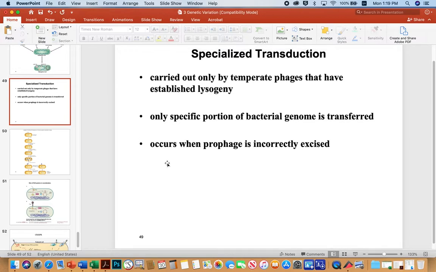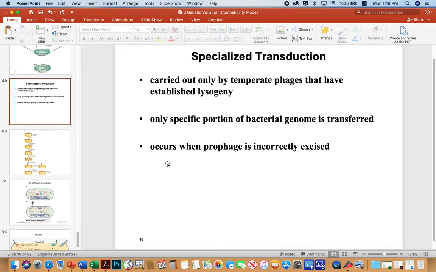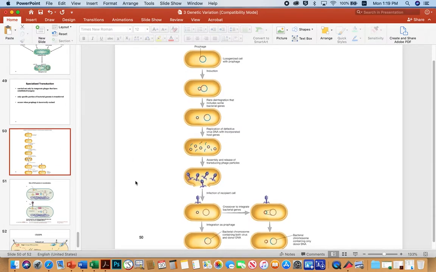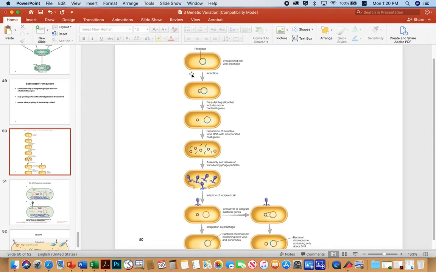Specialized transduction is a little bit more sophisticated. In this particular case, it's not just randomly picking up genes. The virus is actually accidentally taking specific pieces of the bacterial host genome with it. And this typically occurs in phages that are lysogenic, that insert their DNA in very specific places. And so this slide illustrates that point. So here you see, I can make it a little bigger.